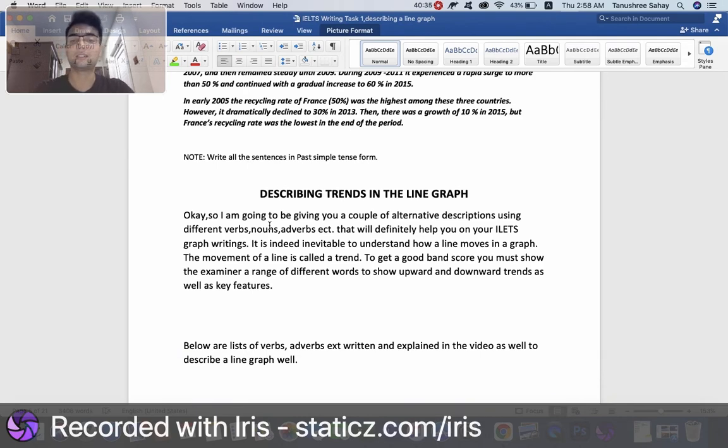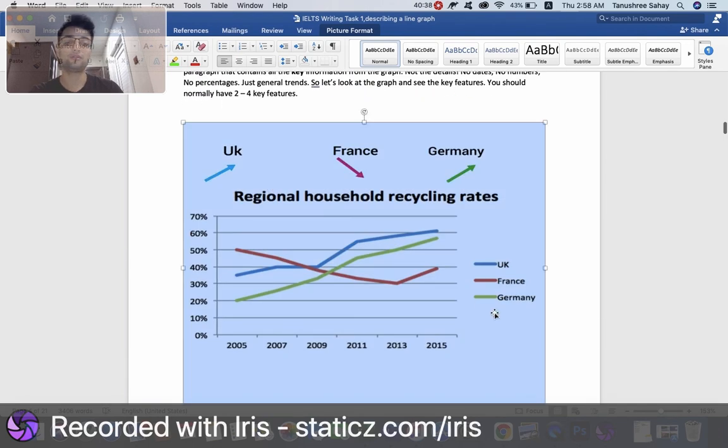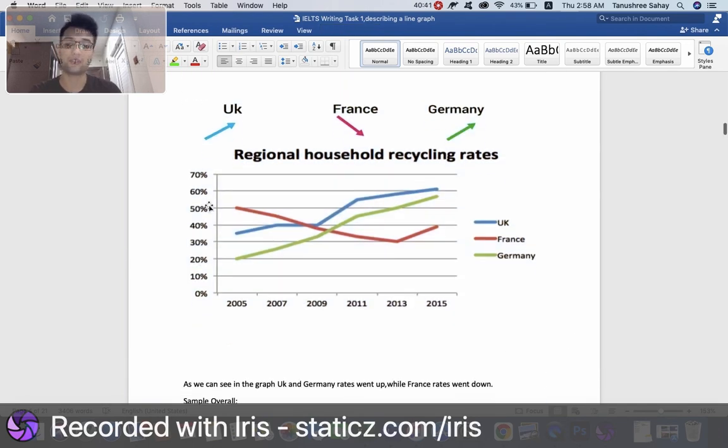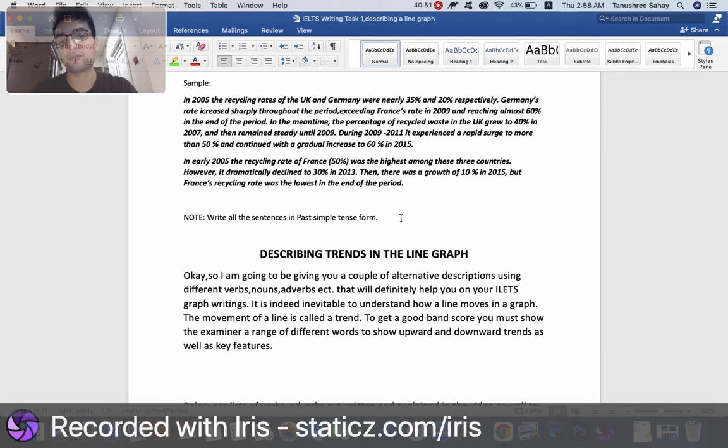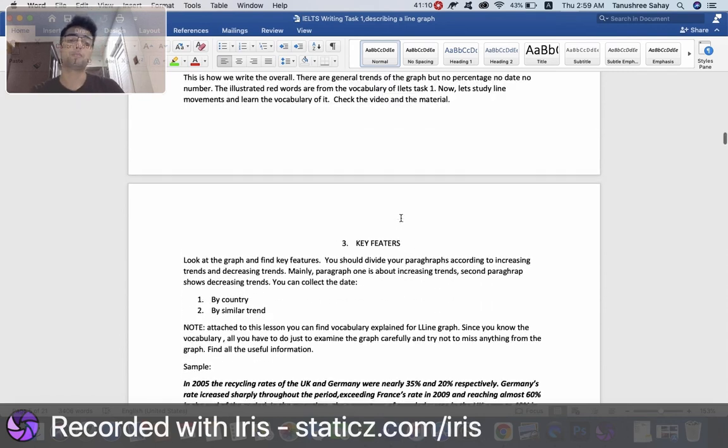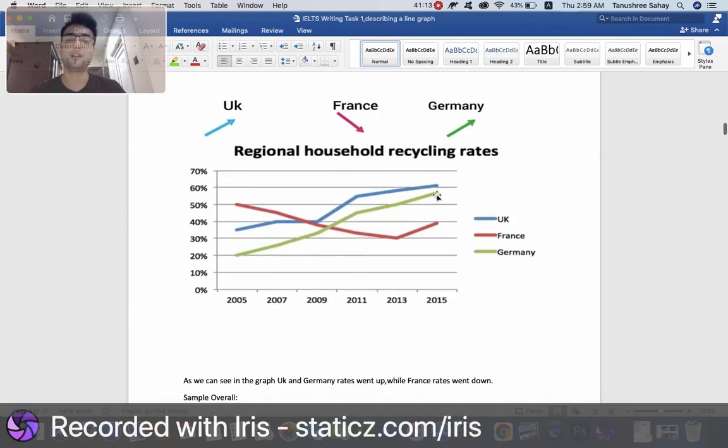However, it dramatically declined to 30% in 2013. As you can see, from 50% it came down to 30% in 2013, and starting from 2013, a growth of 10% was experienced in 2015 in the recycling rates of France. But France's recycling rate was the lowest at the end of the period, because the other two lines went higher above the France rates.